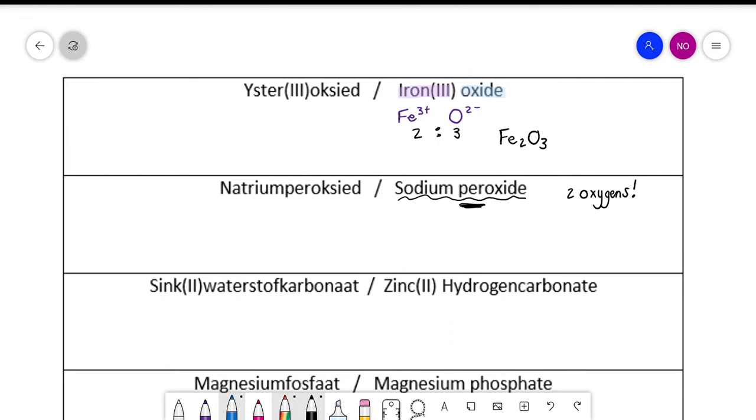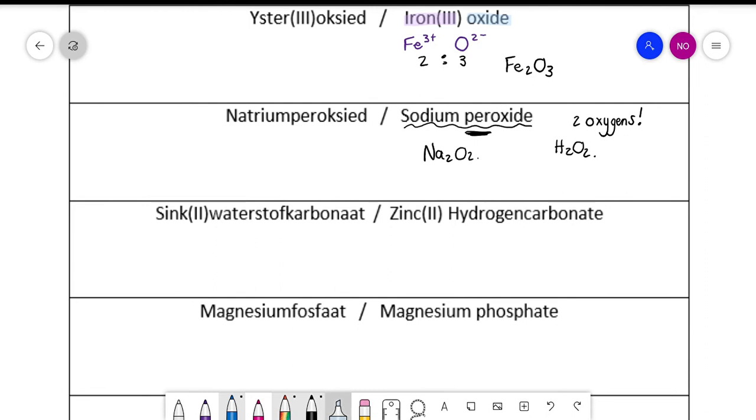Okay, this one, I want you to just note that peroxide always means 2 oxygens. So in other words, if I need 2 oxygens to bond there, it's going to be Na2O2. Don't worry about this one too much, but you should have heard about hydrogen peroxide. It's the one you use to bleach your hair. So this one works a bit differently, but just take note of that one for me, please.